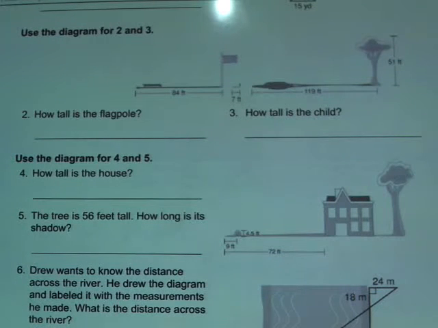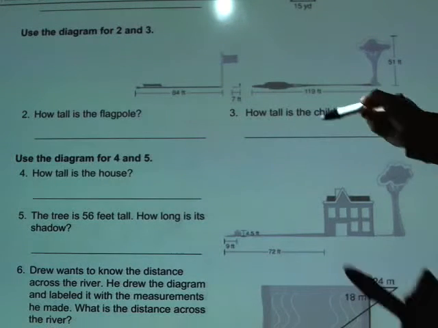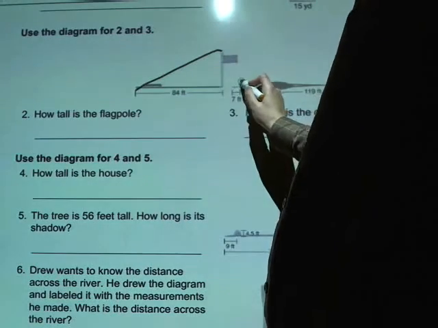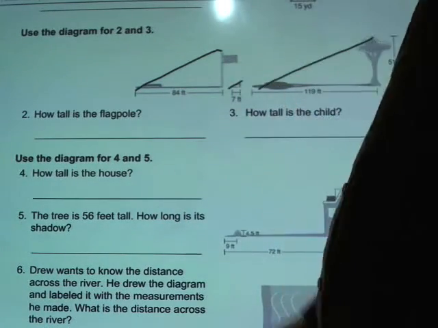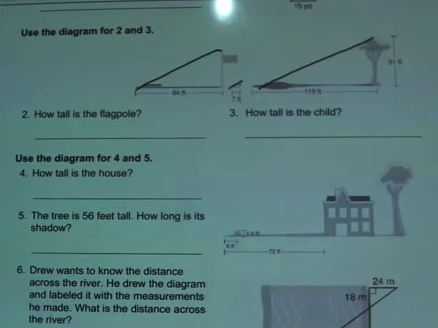Now, again, if you're missing out why this is similar figures, you can draw the sun's ray in as the third side, and there would be your triangles. I'm going to go ahead and take those out because it's cluttering up my drawings a little bit here, but that's how you were talking about similar figures here.